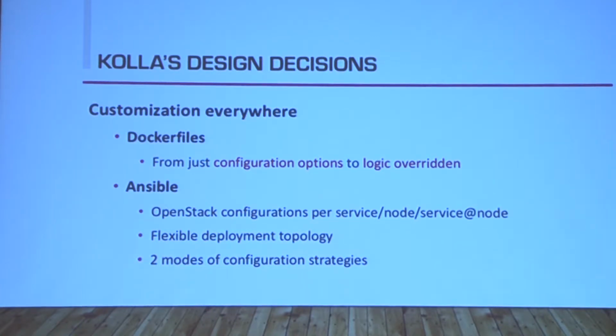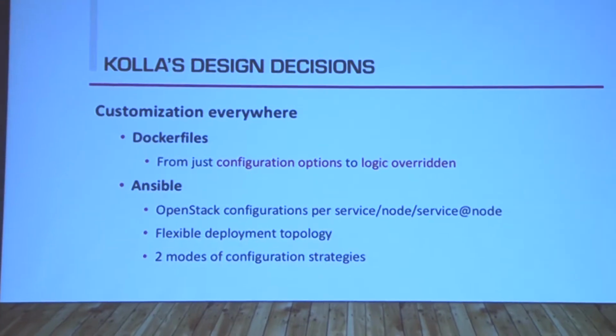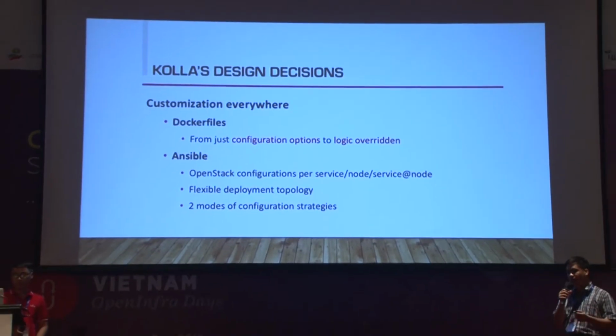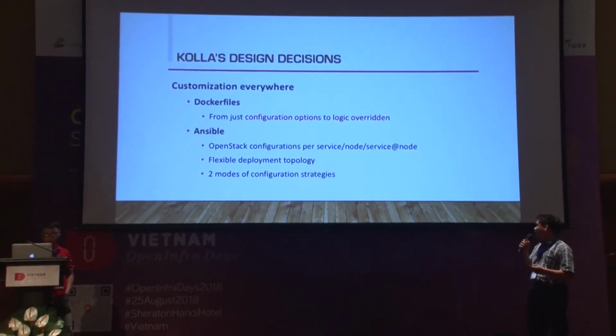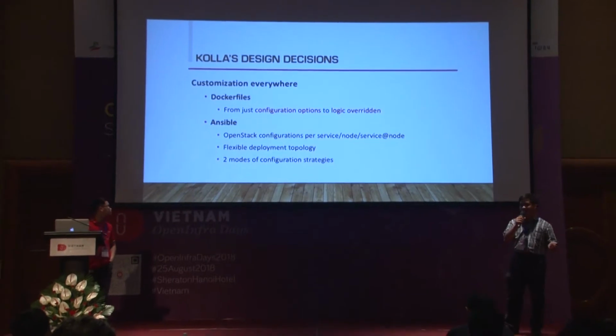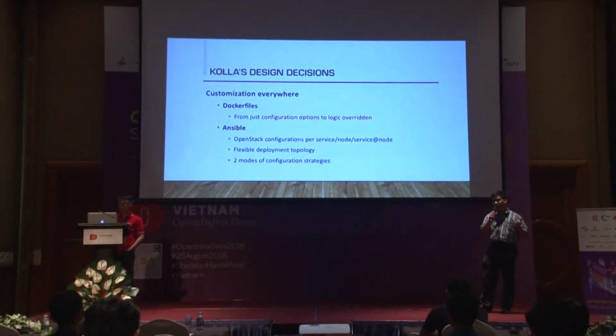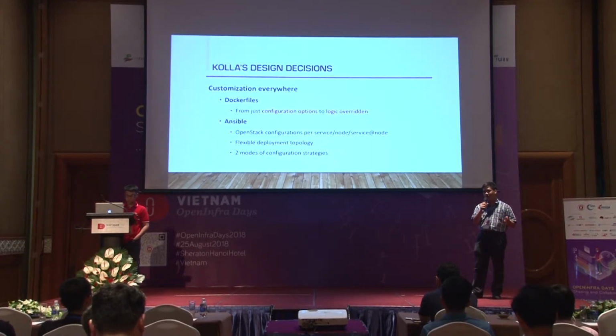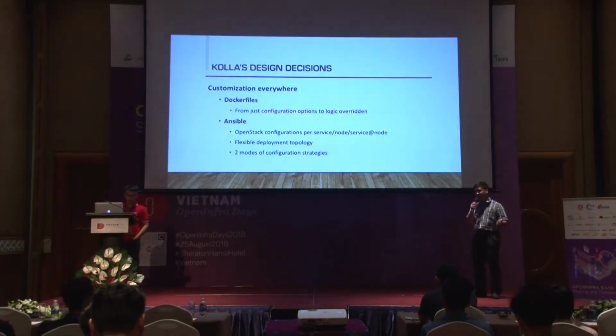Besides it, there are also two modes of configuration strategy. It is about how the configuration is copied from the host to the container. You know, Kolla containerizes OpenStack services, and for a service to run, it needs configuration. The configuration is first deployed to the target node, and then copied to the container. Kolla has two modes of configuration strategy. One is that when the container restarts, it reloads the new configuration, or it keeps the configuration from its first run.